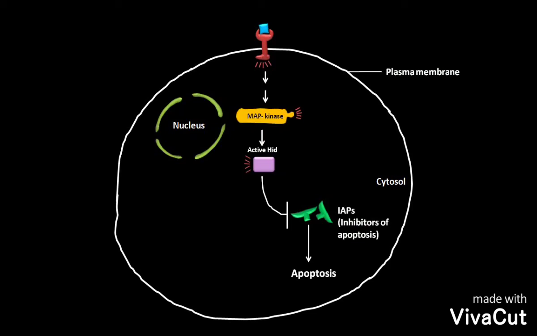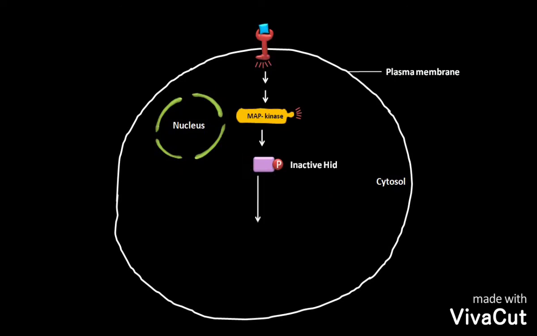But when HID is phosphorylated and inactivated, it promotes IAP activation, and the active IAPs block the apoptosis. As a result, the cell survives.